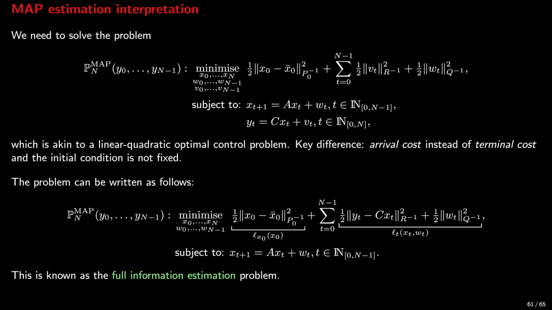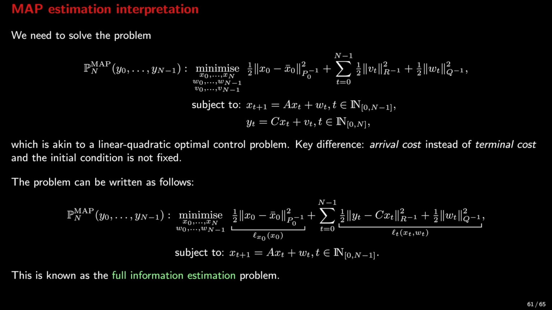Here is another way to write the same problem without using Vt. Note the structure of the problem. We have the arrival cost at stage 0 and the sum of stage costs at time t, while the problem is solved subject to the system dynamics. This formulation is more similar to our familiar optimal control formulation. We can write the minimization problem concisely like this.